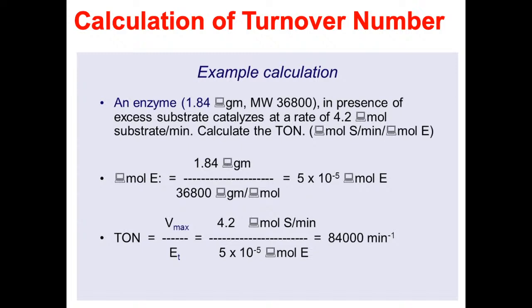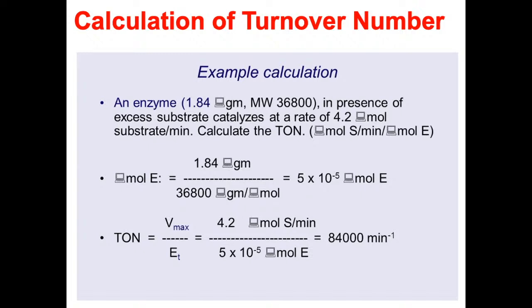Here is an example calculation of turnover number. An enzyme is 1.84 gram and the molecular weight is 36,800, and in the presence of excess substrate it catalyzes at the rate of 4.2 molar substrate per minute. We have to calculate the turnover number, that is mole substrate per minute per molar enzyme. In order to calculate that, first we have to identify the mole of enzyme. For that you have to divide the given grams, 18.4 gram, by the molecular weight.